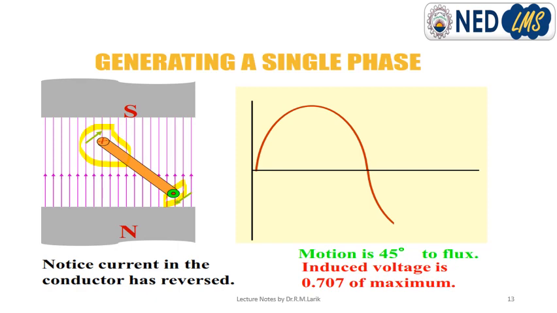See the waveform. The waveform is now going negative, because a negative voltage is induced as the conductor switches position from north to south, south to north. But the value is 70% of the maximum, because the angle formed is 45 degrees.